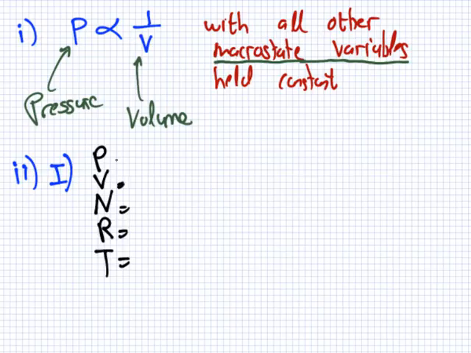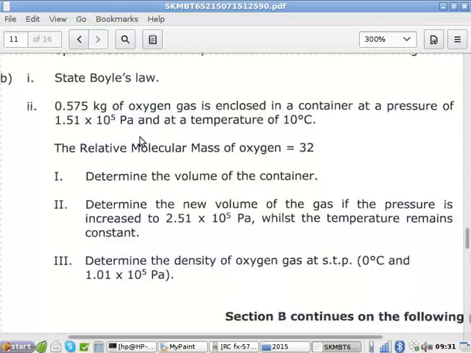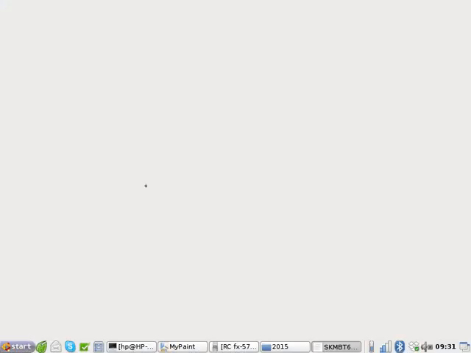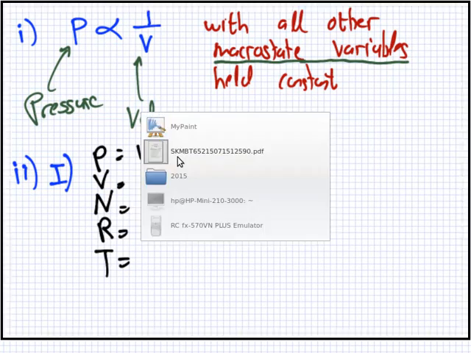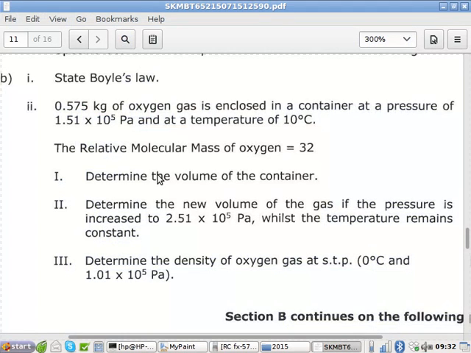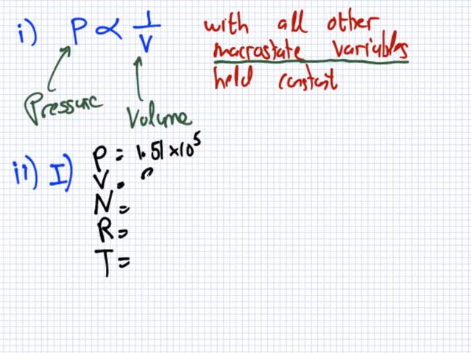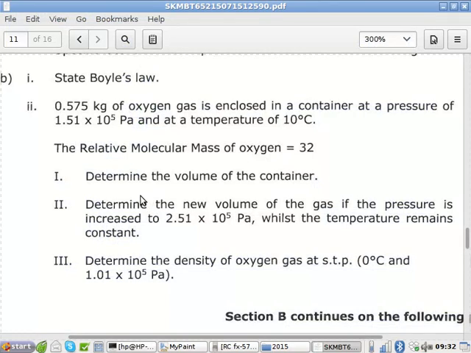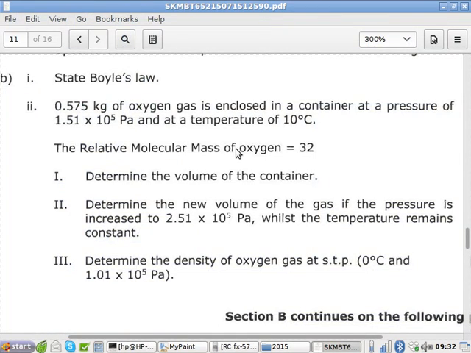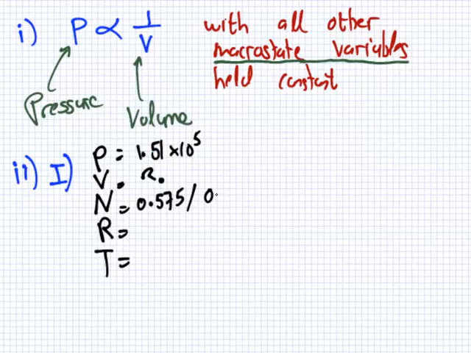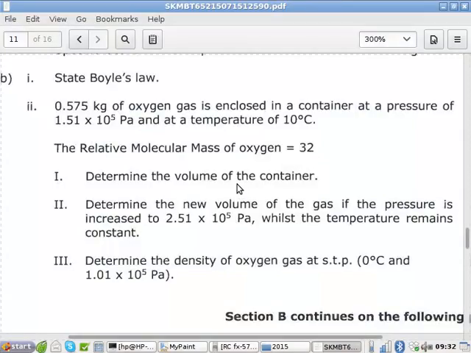The next one is just PV equals nRT. We know the P, don't we? We want the V. We can work out the n. It's 0.575 kilograms of oxygen, but it's 32. Now that's 32 grams, of course, not kilograms. So 0.032.